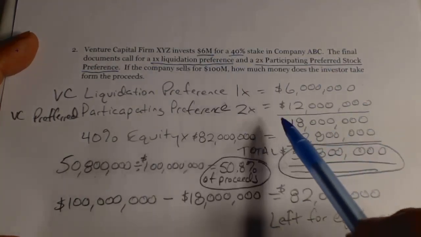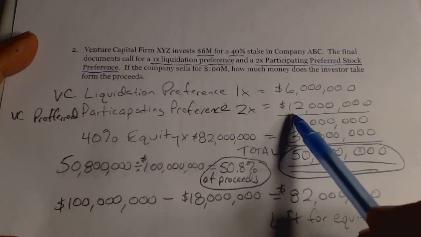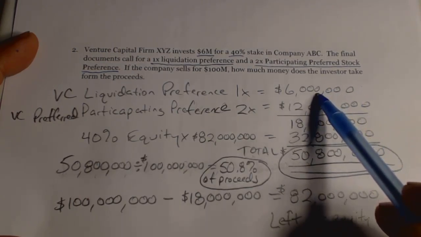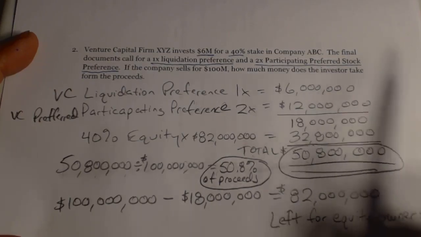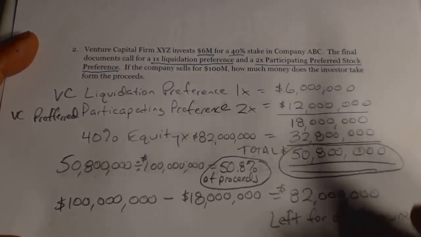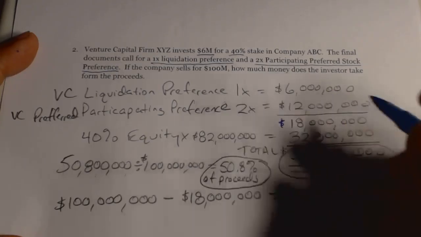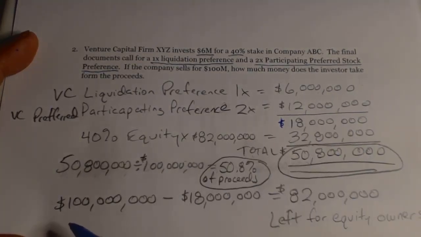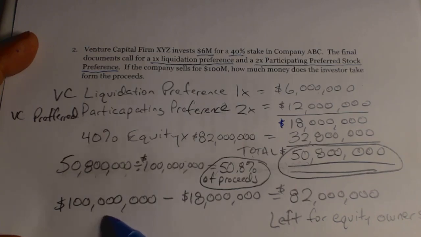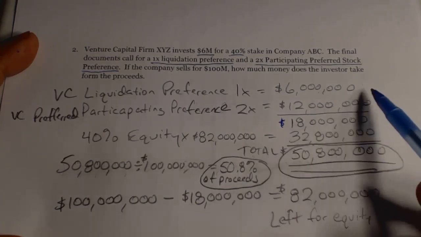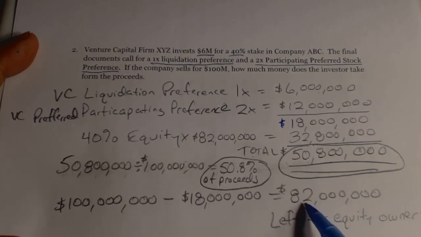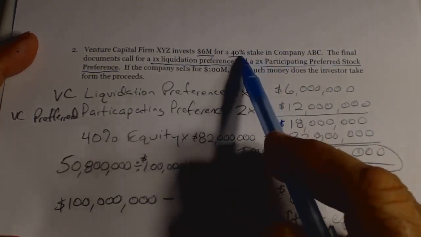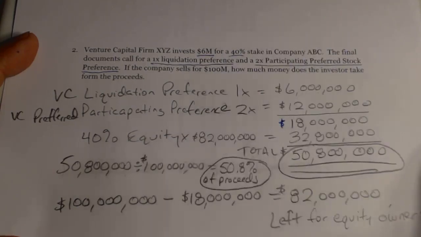So he invested $6 million. He gets 2 times that back, so that's another $12 million. So he got $6 million for the liquidation preference, $12 million for the preferred participation preference. That's $18 million total at that point, right? So how much is left? Well, there was $100 million in the liquidation. $18 million he got already, so you take that out. There's $82 million left.